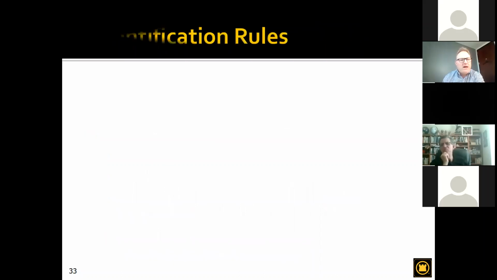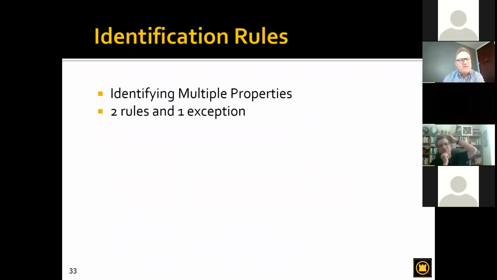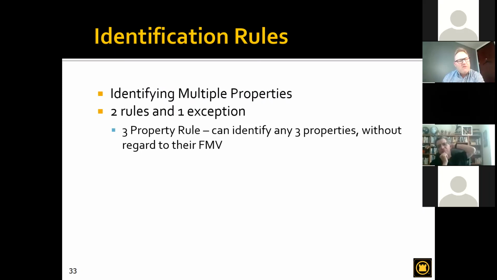So now, talking about the identification rules, we have 2 rules and 1 exception. There's the 3 property rule, and can anybody guess how many properties you can identify under the 3 property rule? You guessed it, it is 3, and it doesn't matter what the values are. You could identify any 3 properties to the qualified intermediary.